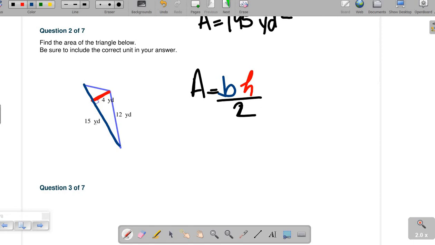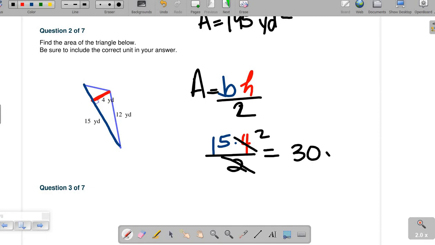12 is neither the height nor the base. So our base is 15. Our height is 4, and it's over 2 because a triangle is half a parallelogram. And we get 30 yards squared.